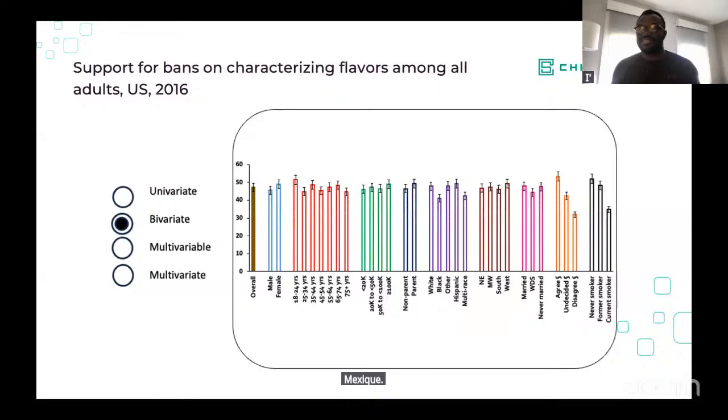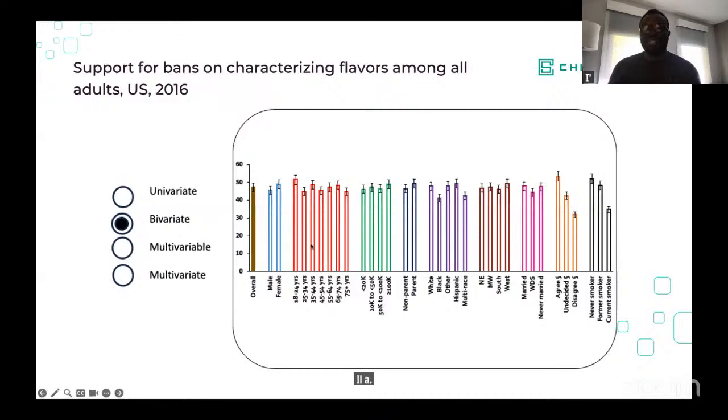Now, this is meant to clarify any confusion you might have. We don't say something is bivariate or multivariable just because of the number of variables you are seeing on the screen. You can see a lot of variables on the screen. That does not necessarily make it multivariable, right? What makes it multivariable is really what is being tested.